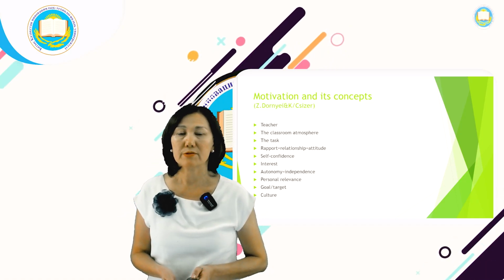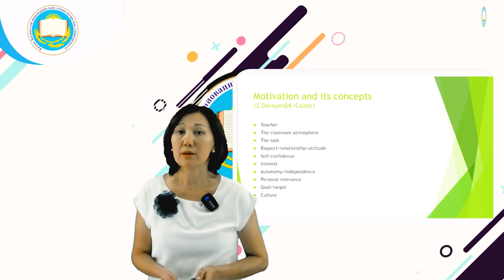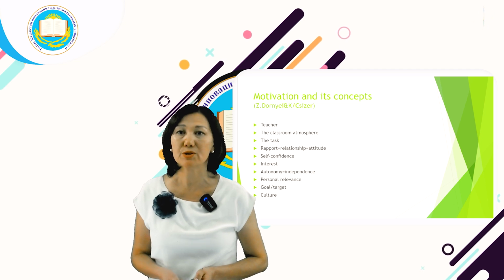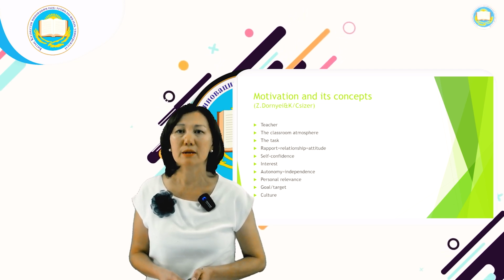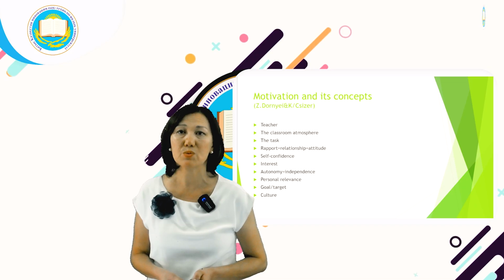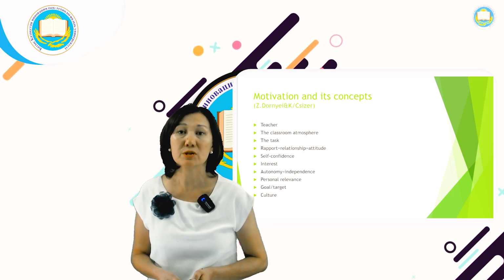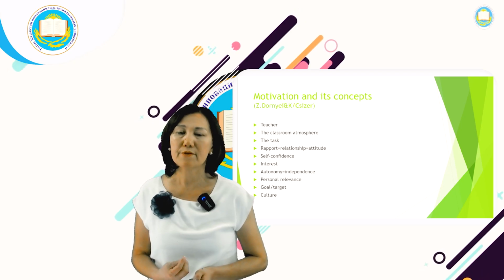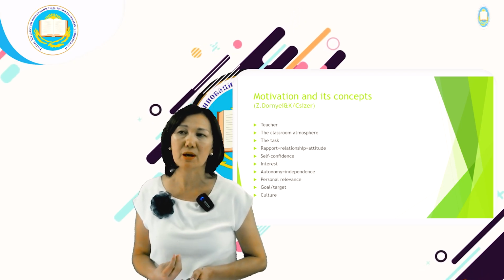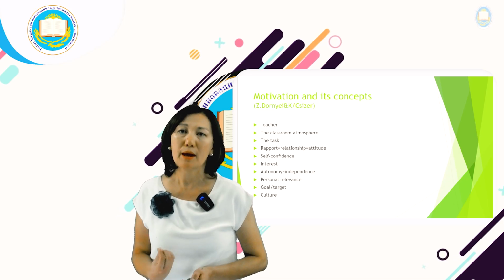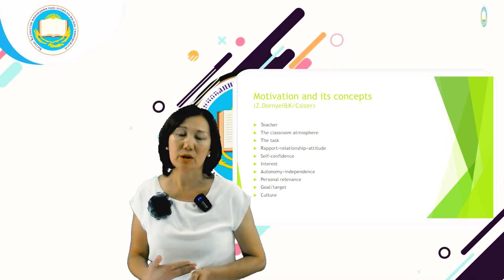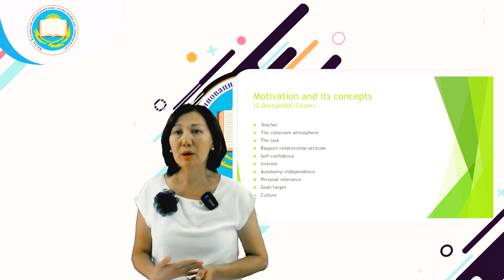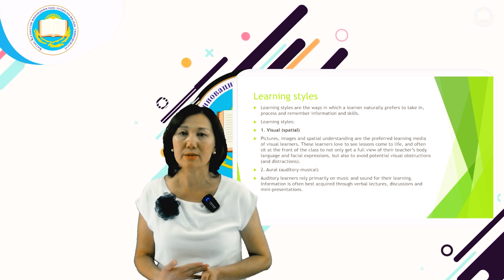So first of all, they are teacher, the classroom atmosphere, the task, rapport, relationship, attitude, self-confidence, interest and autonomy, as well as independence and personal relevance, goal, target, and the culture. These are very important concepts, because when a learner has these motivation types, in this case, he or she will be successful. Now I'm going to pass on to learning styles.